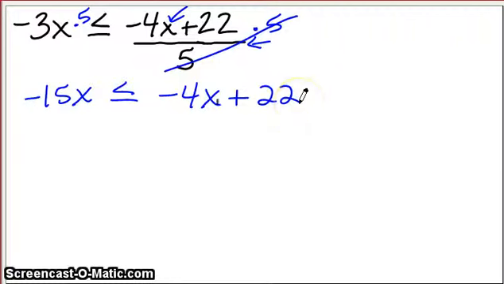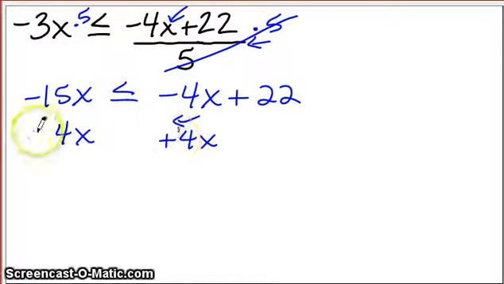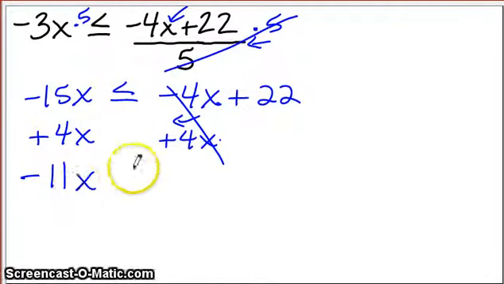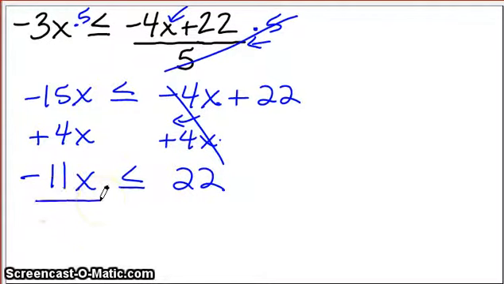We need to get x's all together. So let's move this x over there. If this was negative, I need to cancel it out. Let's add 4x over here, because the negative 4x and positive 4x together will cancel each other out. That leaves me with a negative 11x on the left, less than or equal to 22. And that is fairly neat. So I need to get rid of this negative 11. Since it is multiplying by that x, I'm going to divide by negative 11.